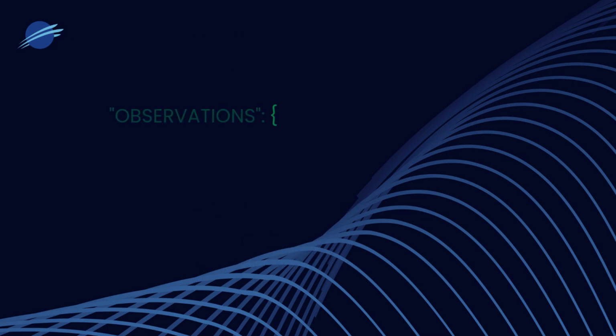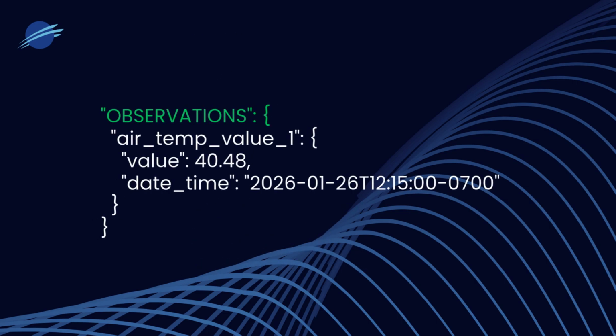The value to focus on for this JSON output is observations, which is the output of our query for the most recent air temperature reading for station WBB, which came in at 40.48 degrees Fahrenheit on 12:15 p.m., January 26, 2026, which was the time I entered the query, in Mountain Time. So, next we'll take a look at time series.